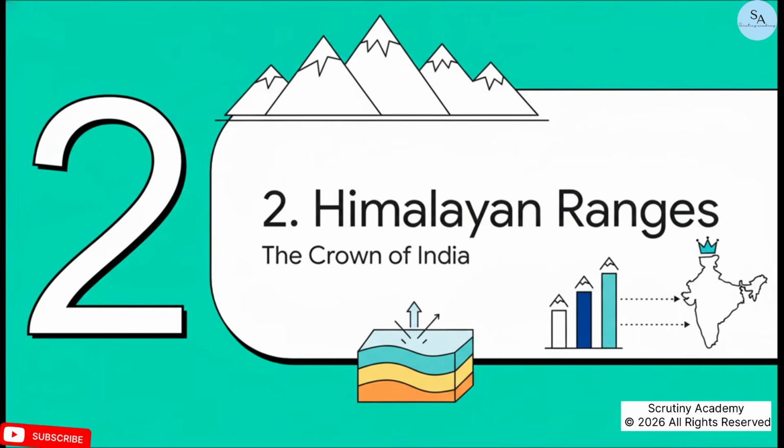Okay, moving on from location, our first major stop is the magnificent crown of India, the Himalayas. Let's take a look at how they were even formed, and then we'll break down their different ranges.